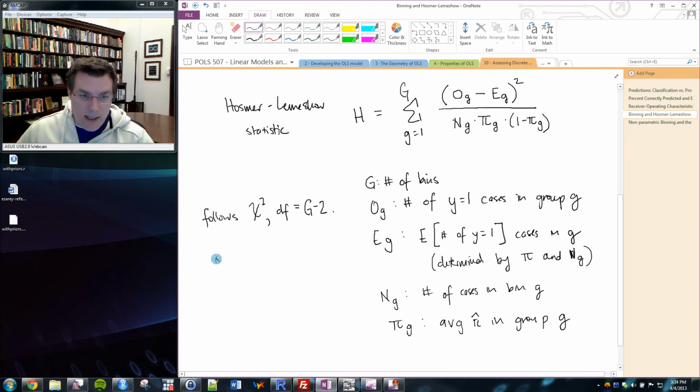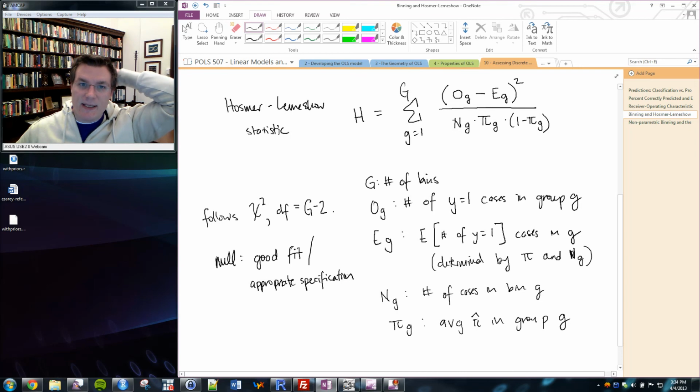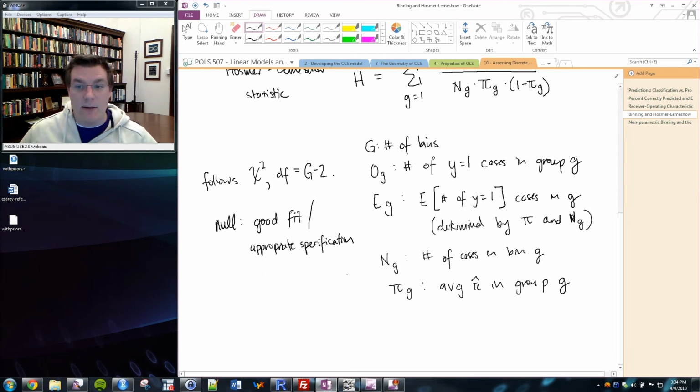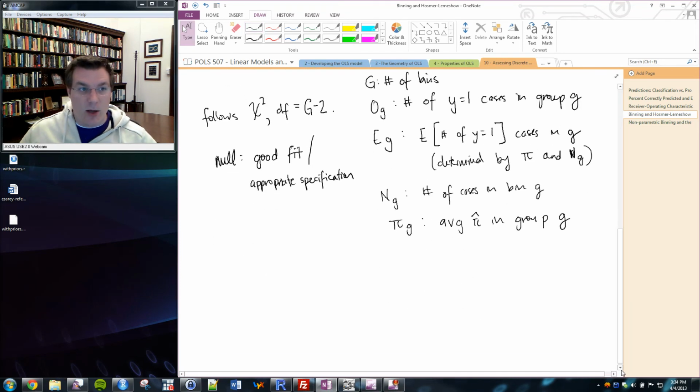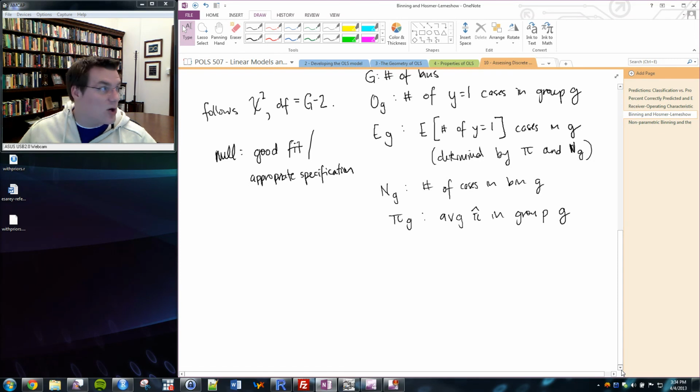The null being appropriate fit, good fit of the model, or an appropriate specification. So the statistic is built on the idea that there's going to be a certain amount of variation in this sum attributable to sampling variance, even if the underlying predictor model that predicts pi hat is correct. The alternative hypothesis is misspecification. I'll actually say misspecified model.